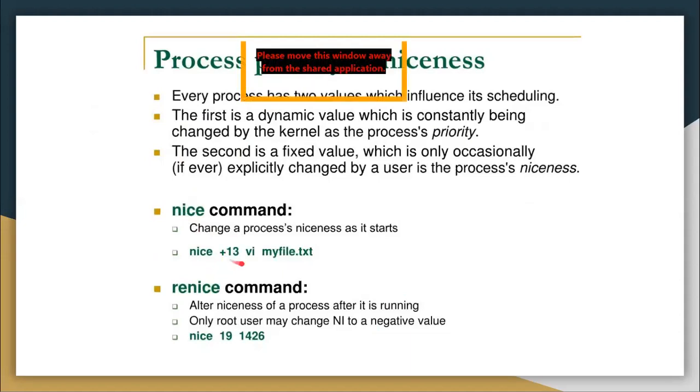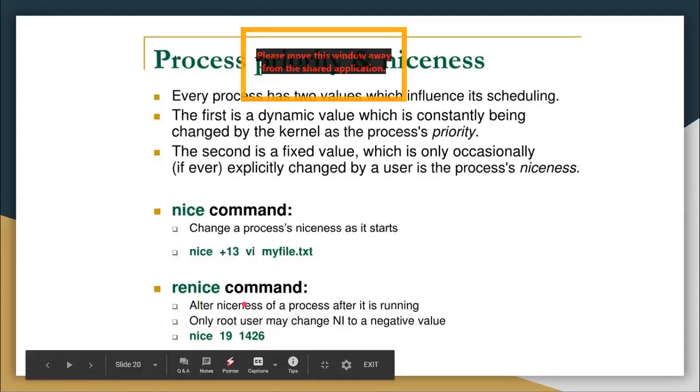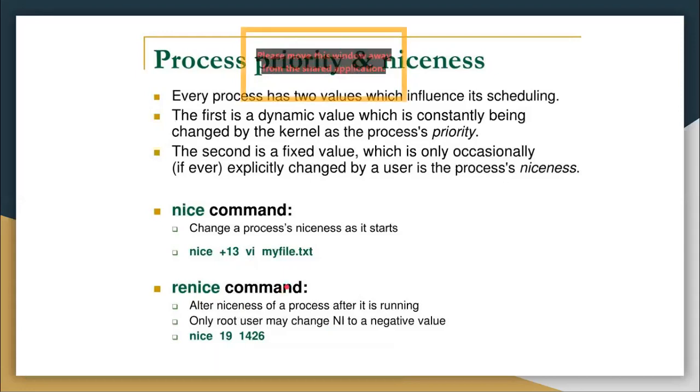For example, if you want a file to be opened in your VI, one of the files is my file, then the priority is plus 13. Similarly, for renicing using this command, you have to be a root user or the kernel, and root users can change it to a negative value. Negative value means higher priority. The more negative the value, the more priority is given to run that process in the scheduling.